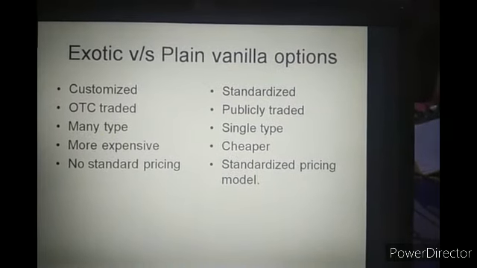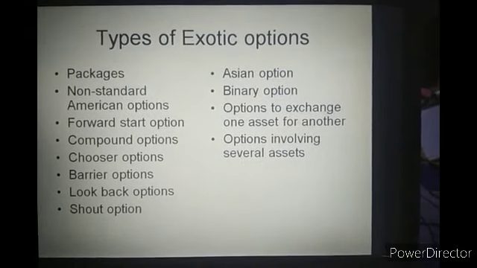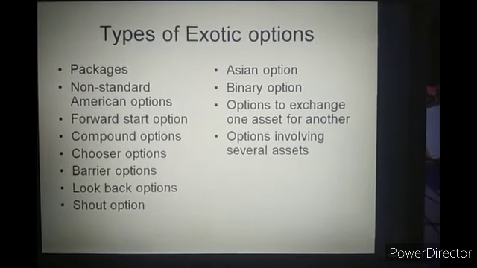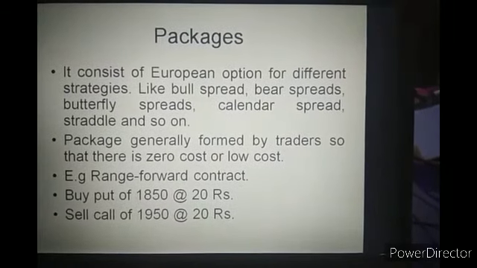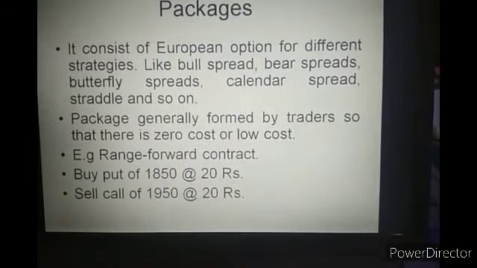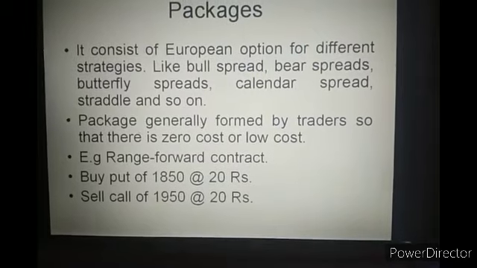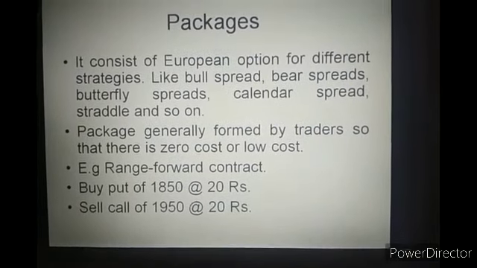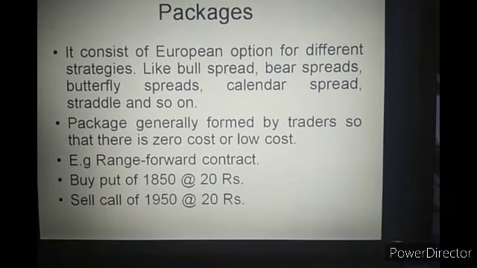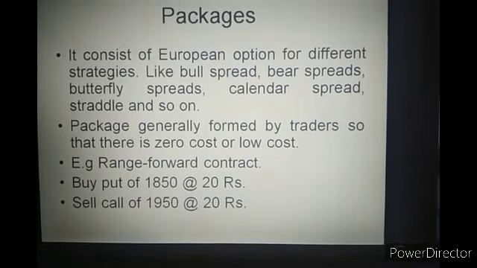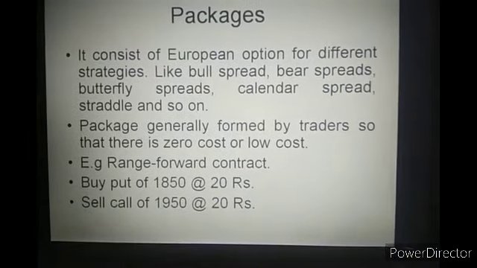So now let us start the discussion about the types and products of exotic options. This is the total list that we are going to study and discuss one by one. Let us start with the first one, packages. Packages are all about European options for different strategies. If you remember in option trading strategies, we studied the bull spread and bear spread with call and put options. This is an example of packages, where you have more than one option, like a bull spread or butterfly spread. Generally the purpose of a package is to reduce the cost.